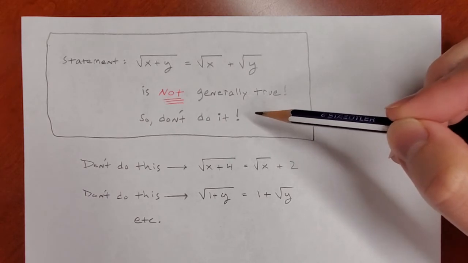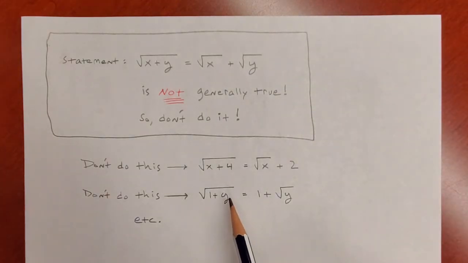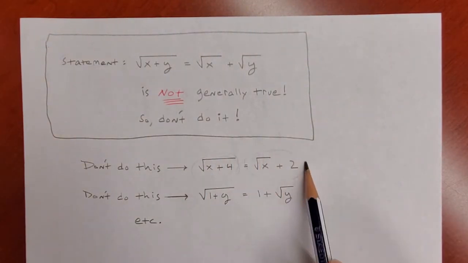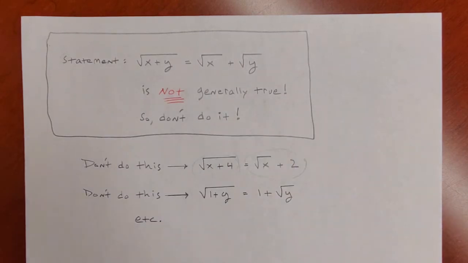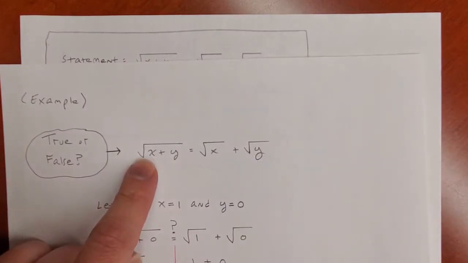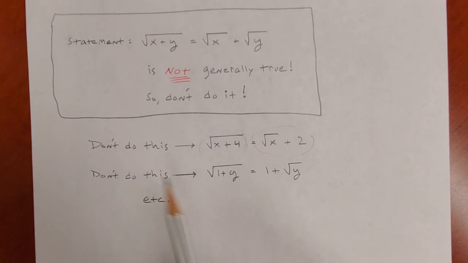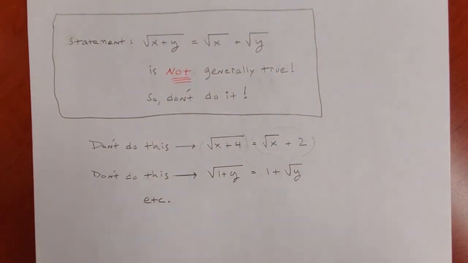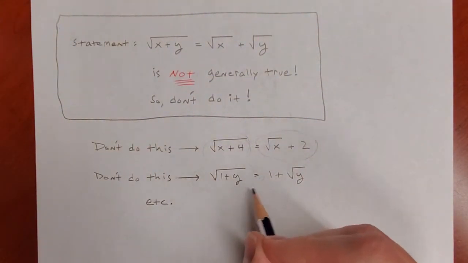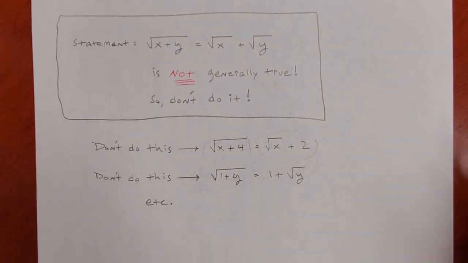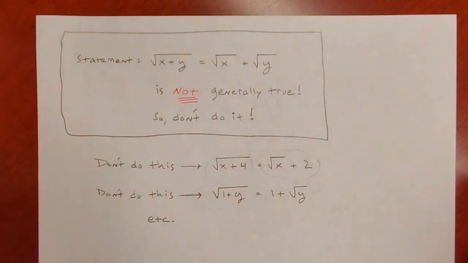So don't do it. If you're at some point later on taking a test or something and you get this, you might be tempted to simplify it into that, but it doesn't work. It's very easy for this statement to be false. That's all I'm trying to get you to see. And don't do this either. If you're working the test at some point and you're dealing with root of 1 plus y, don't reduce it to that. Don't say it's root 1 plus root y, because it's not. It probably won't work.